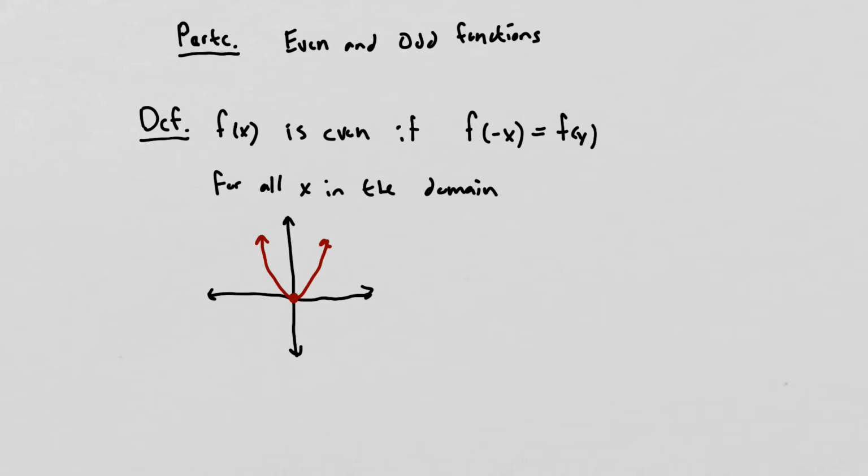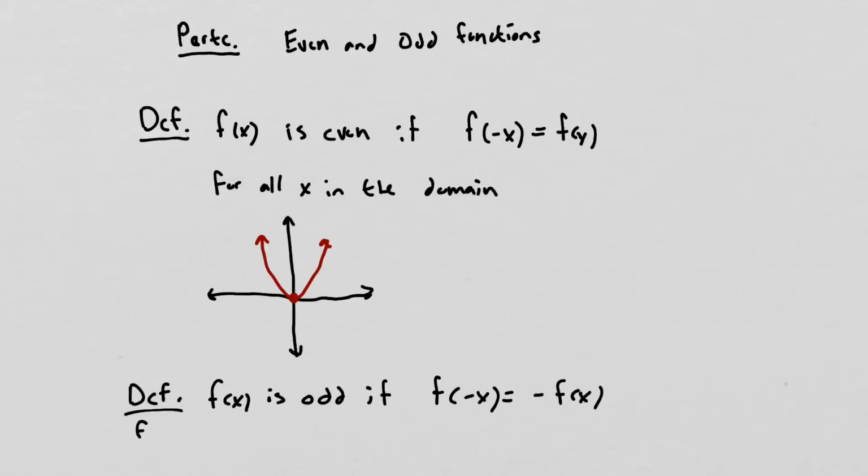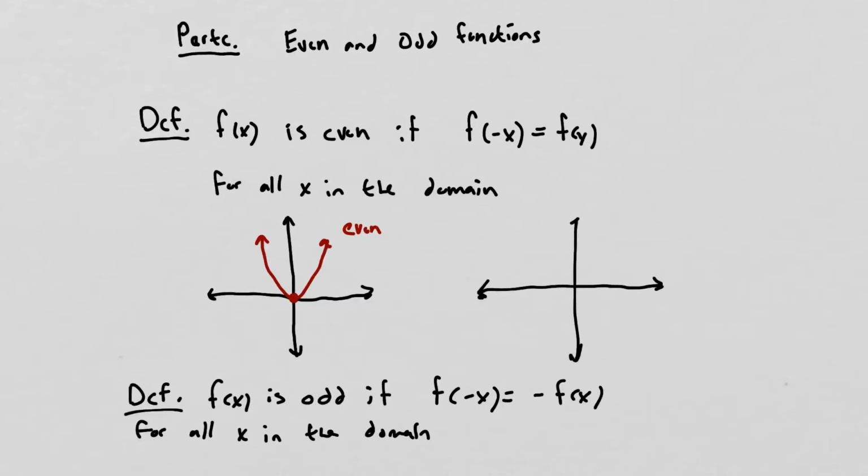Okay, so let's go ahead and define an odd function. We say that f of x is odd if we have that f composed with negative x is equal to negative f of x for all x in the domain. So let me go ahead and label this graph even so we don't mix it up with our odd graph. Now the geometric interpretation of an odd graph is a little more complicated, but not too much more complicated.